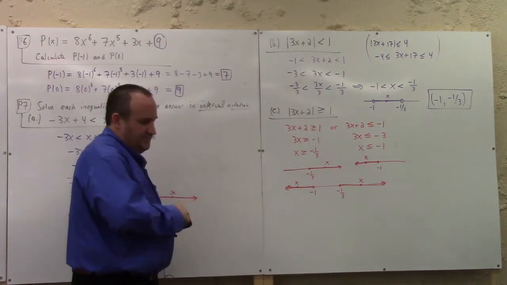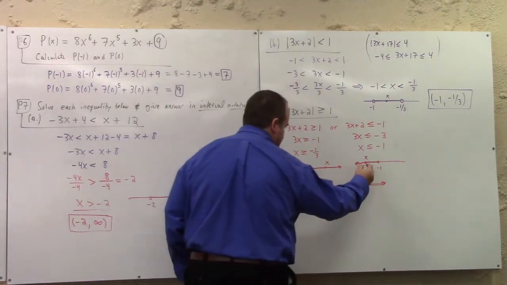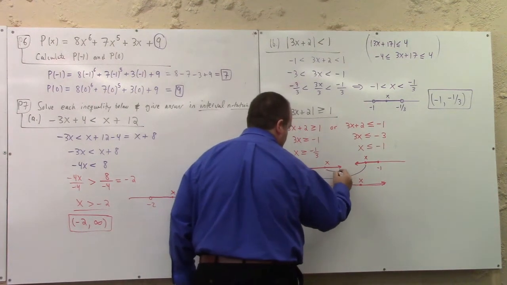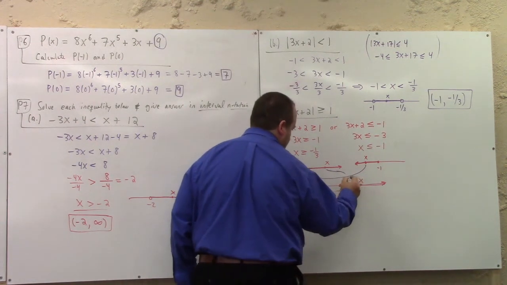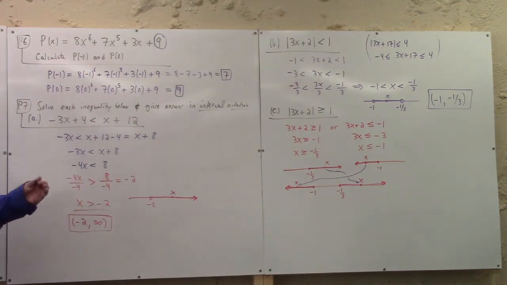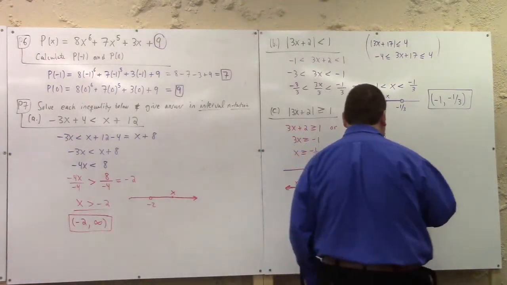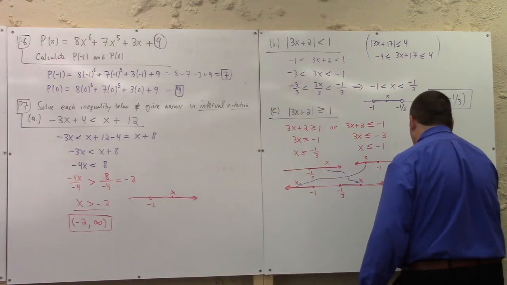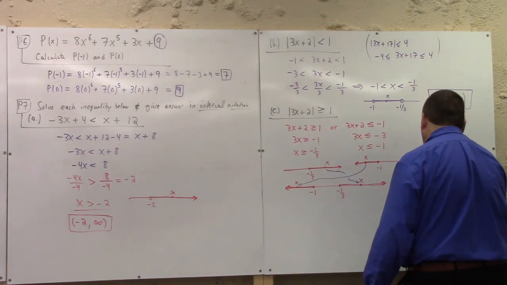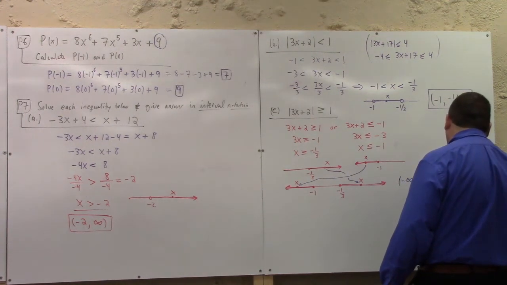And my pictures are flip-flopped, yeah? Like this is that one. This is that one. So the answer in this case is minus infinity all the way up to minus 1 included, unioned with minus 1/3 to infinity.